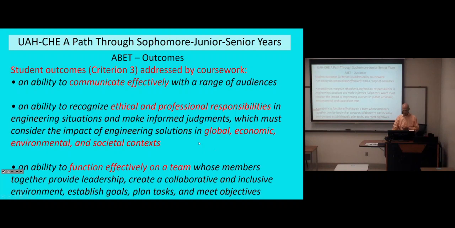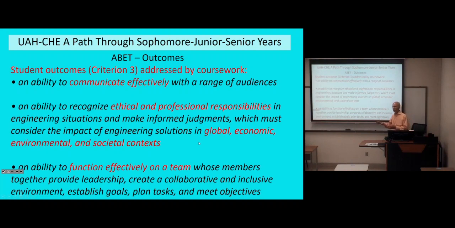An ability to function effectively on a team whose members together provide leadership, create a collaborative and inclusive environment, establish goals, plan tasks, and meet objectives. The last one is really to meet the objective. We do this by teams. For most of the problems that we look at, no single person can work through all of the solution. You have to work on a team. That team needs to be inclusive. It has to have divergent points of view.